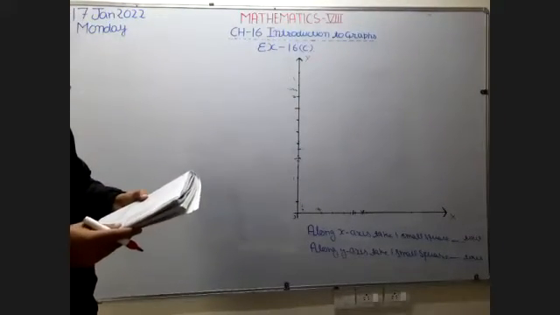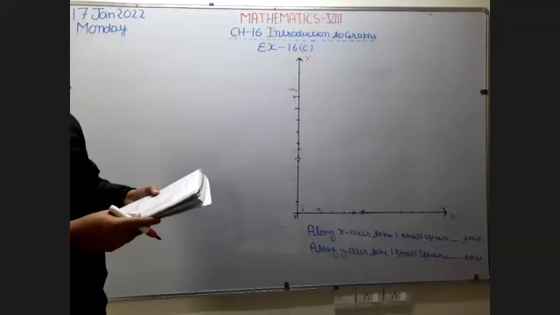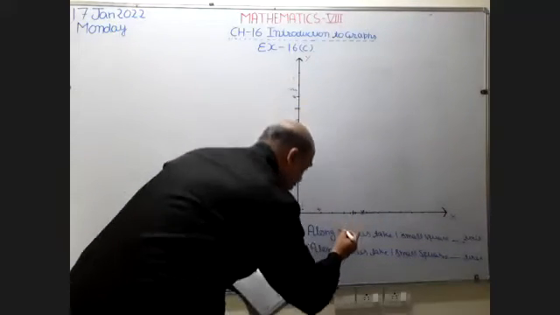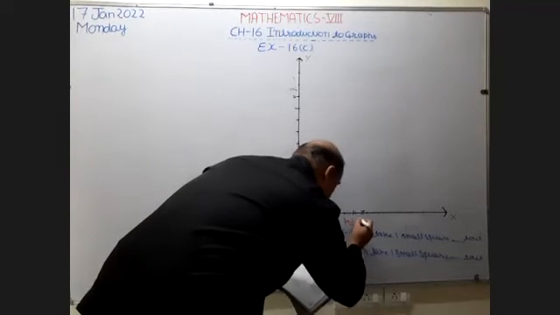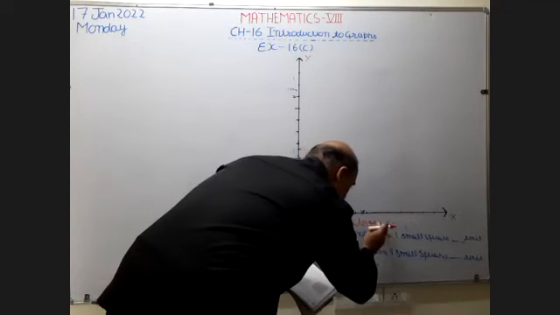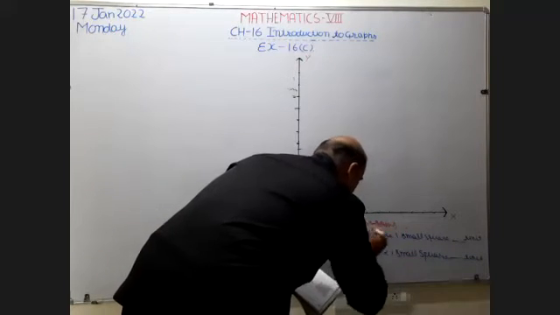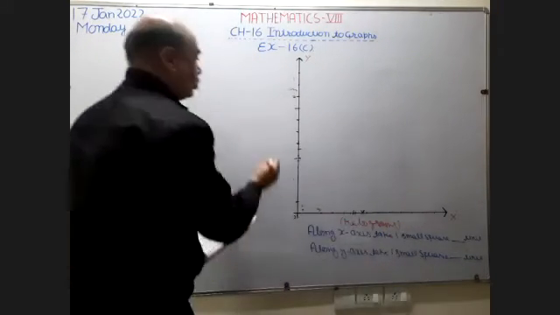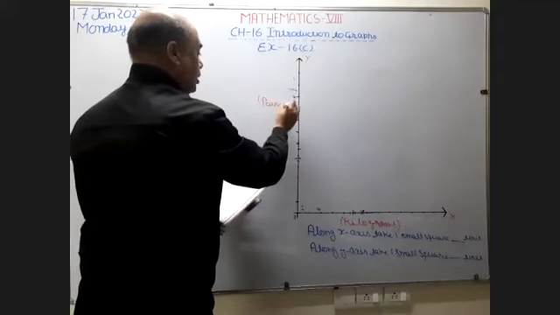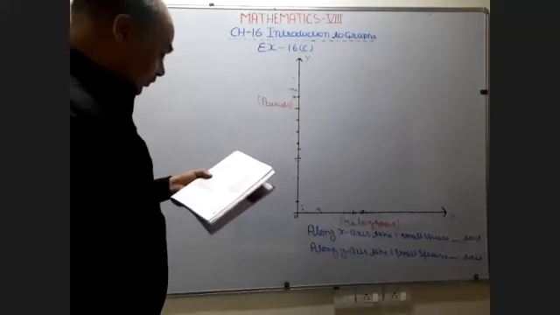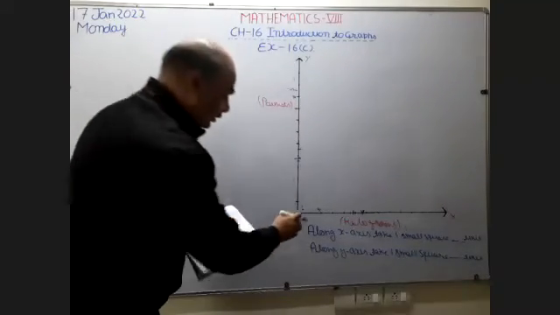So what is given in this? Kilometers is there, kilograms is there, and pounds is there. So this x-axis is going to be represented by kilograms. So I write here kilograms. And the y-axis is going to be represented by pounds. Okay.